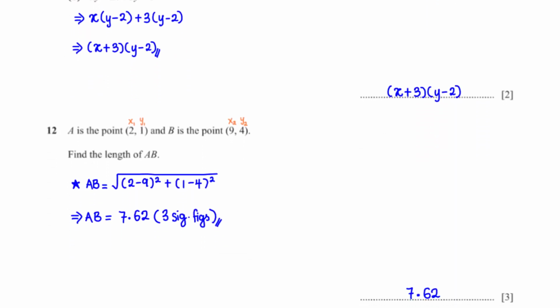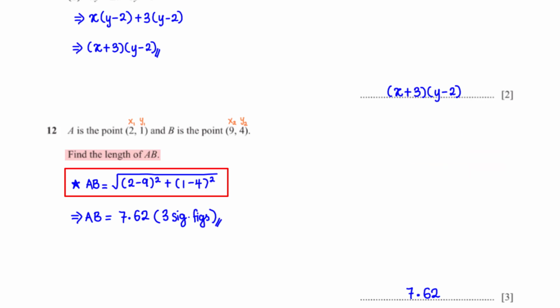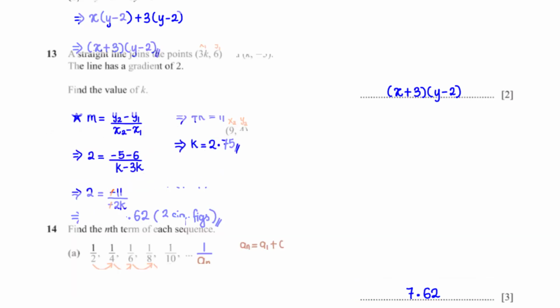A is the point (2, 1) and B is the point (9, 4). Find the length of AB. We can easily find the length of AB using the distance or length formula. When we plug in the coordinates of A and B into the formula, this is what we have. When we type this into the calculator, we get 7.62, rounded to 3 significant figures.